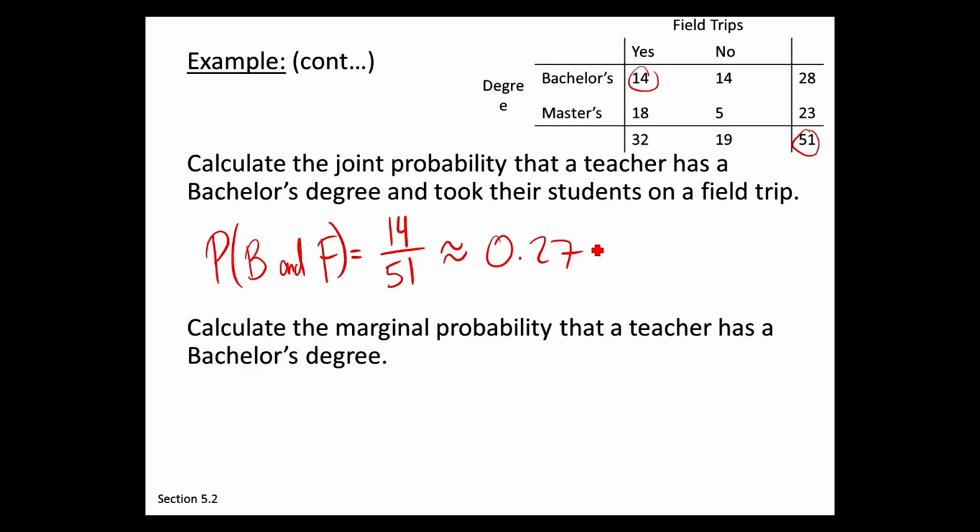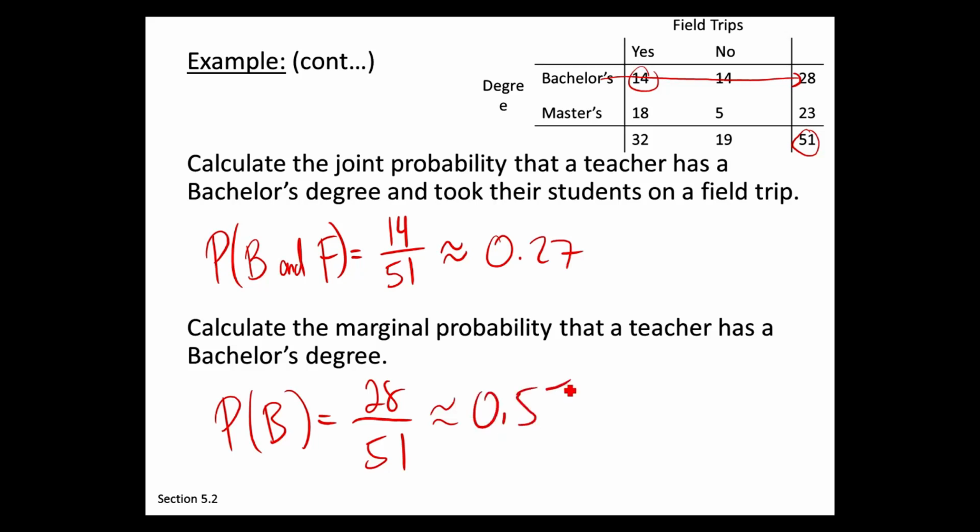What's the marginal probability that a teacher has just a bachelor's degree? So where is that number? Just a bachelor's degree. 28. So it's bachelor's degrees total, over in the margins. That's 28 out of 51. What's that come out to be, like 55, 56% or so? 0.55-ish.